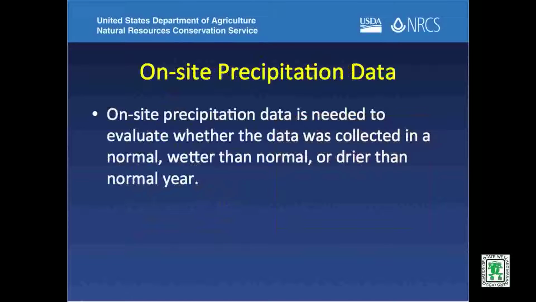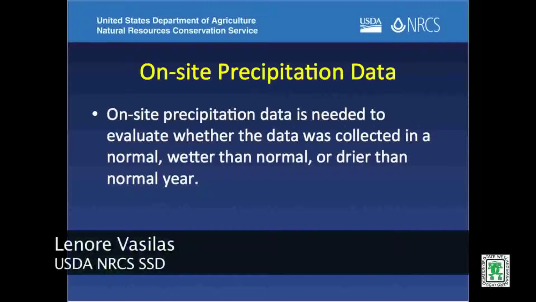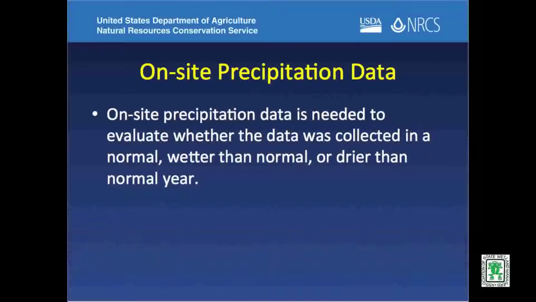You also need on-site precipitation data. This is to evaluate whether you're in a normal precipitation year, a wetter than normal precipitation year, or a drier than normal precipitation year, because we're trying to prove that you are going to meet the definition of a hydric soil in a normal precipitation year.